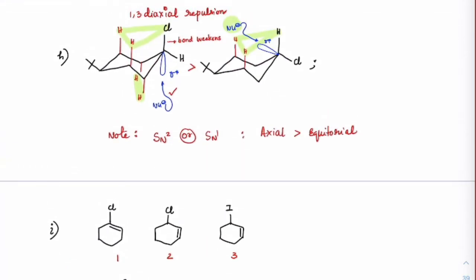See the next one here between these three, right? Between 2 and 3, it is the iodine which is a better leaving group. So definitely 3 will be greater than 2, and the first one won't happen because it is vinylic position.